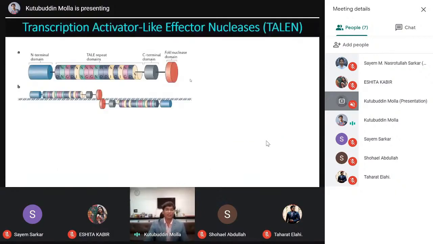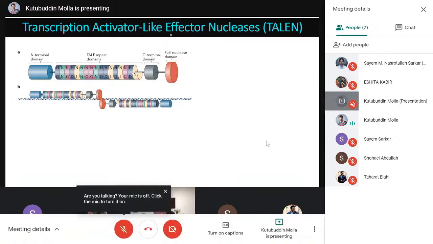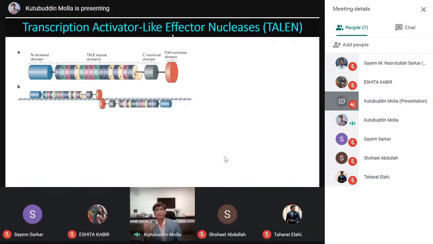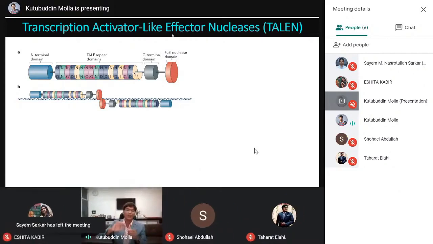Now coming to the third: transcription activator-like effector nuclease. TALE is the transcription activator-like effector from a bacterium called Xanthomonas oryzae. This bacterium infects rice plants and causes a disease called bacterial blight. It secretes this protein, and the protein goes to the rice DNA and binds specifically to a promoter, and it increases the expression of certain genes. So it acts like a transcription activator, but it is secreted from the bacteria.